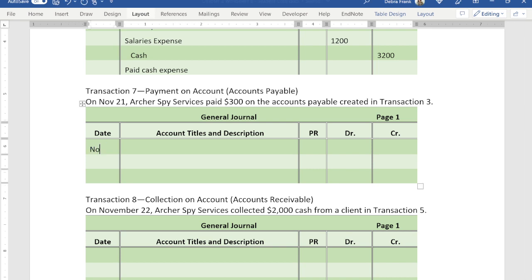All right, November 21. And we have debits go first. So that's why we're writing the accounts payable first for 300 bucks. And then goodbye cash because we're paying what we owe. And there you go. There's a credit for cash. So we would say something like paid on account. I'll write it. Why not? Paid on account. All right.